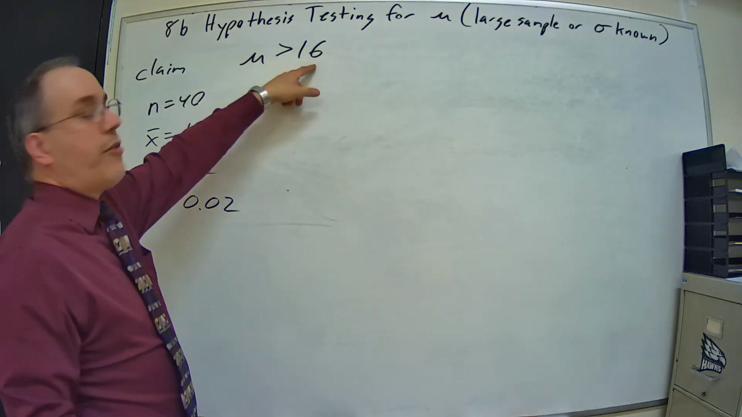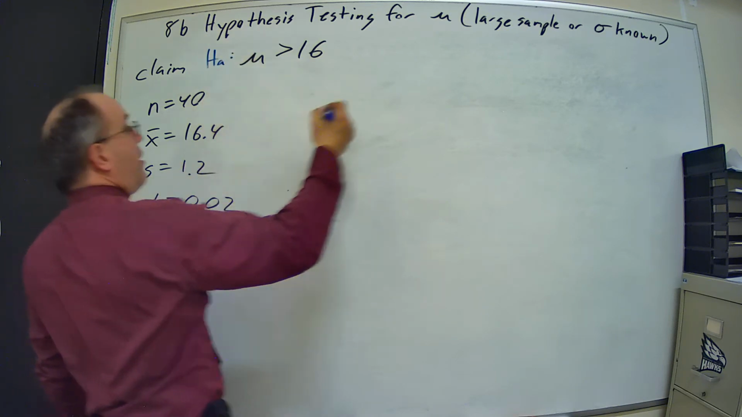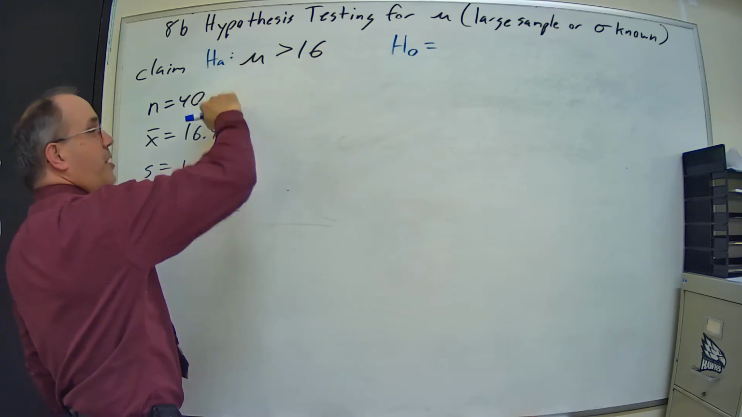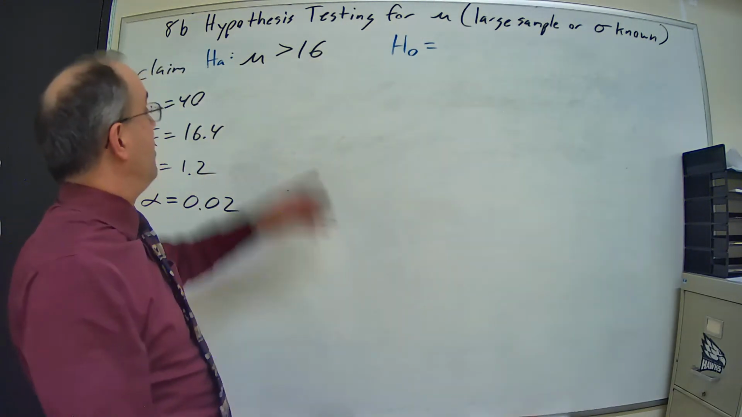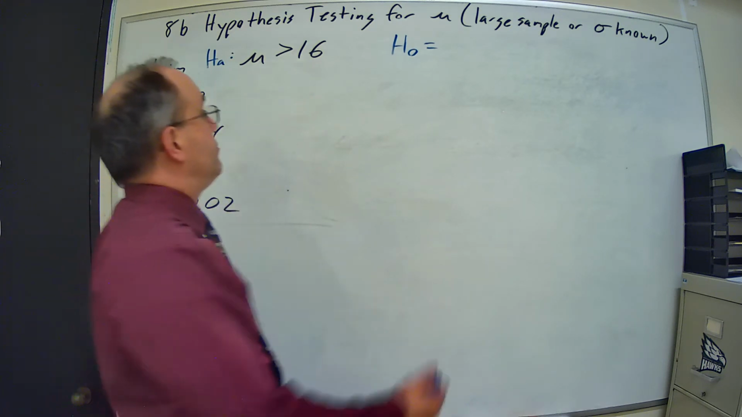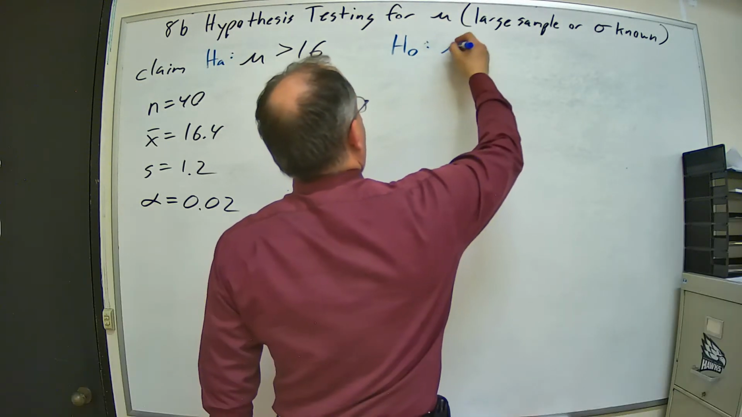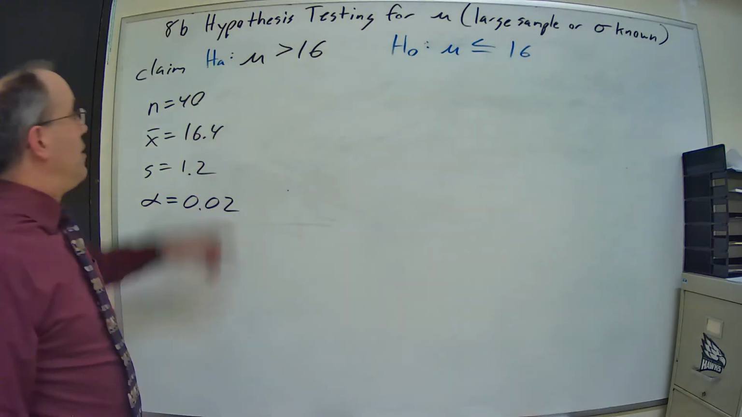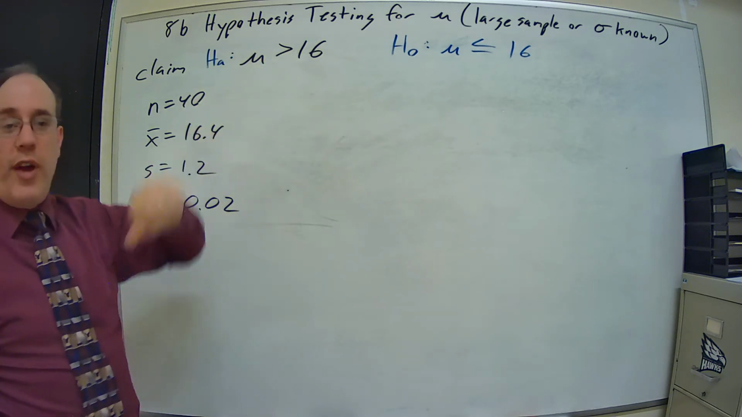Well, mu is greater than 16, that's the alternative hypothesis. Therefore, the null hypothesis is less than or equal to, because that's the complement of it. Remember, the null hypothesis always includes equality. The alternative hypothesis never includes equality. So H sub 0 is that mu is less than or equal to 16. The alternative hypothesis points the way, telling us what type of test, so we're going to deal with a right-tailed test.